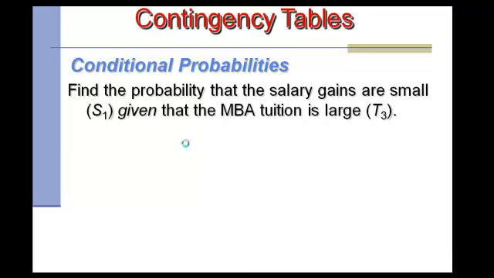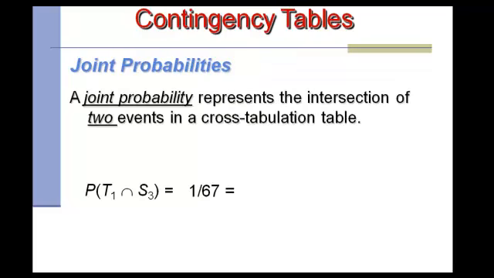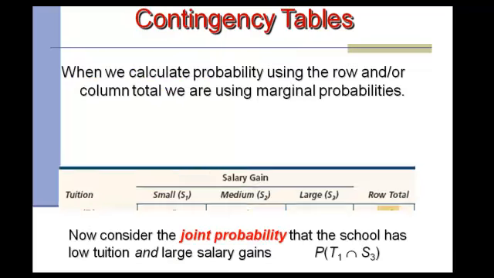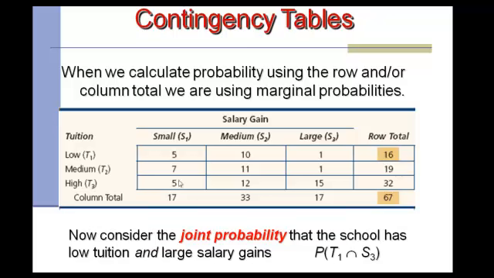Let me go back to the table. Oops, missed it. Okay. Given that their gain was small. You know what? I'm getting myself confused by switching back and forth. So let me just skip that slide because I can't remember what it was. But I'll do it just looking at this table. Given that they had a small salary gain, we're talking about this column of the table. What is the probability that they paid a low tuition?